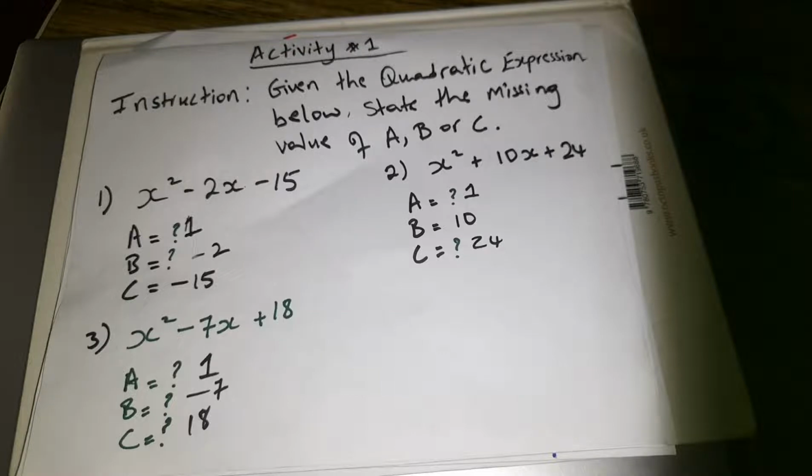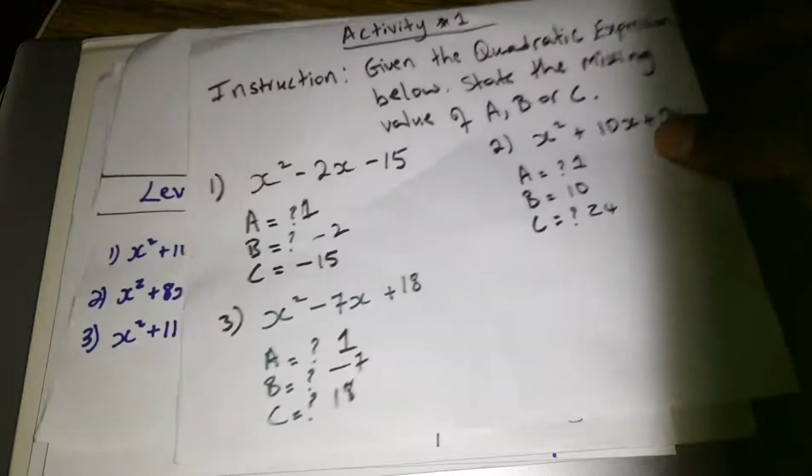For question 2, x squared plus 10x plus 24: a is 1, b is 10, c is 24. And question 3, x squared minus 7x plus 18: b is minus 7, c is 18. Alright, good.